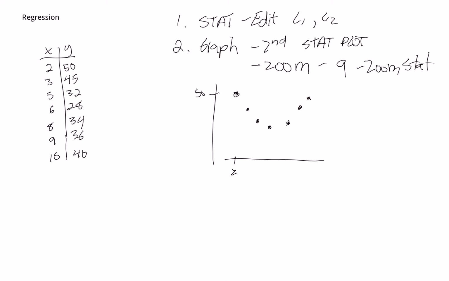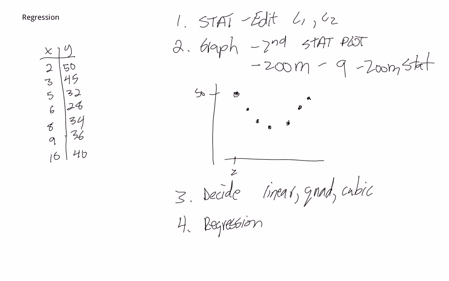So now once you have that plotted, you want to decide if it's linear, quadratic, or cubic. Based on what we know from the last lesson, we can see this should be a quadratic. It's going to be U-shaped. So then we do the regression to get the equation. So you would hit the stat button, go over to calc, and scroll down, and you would pick the quadratic regression. And that'll give you the equation.